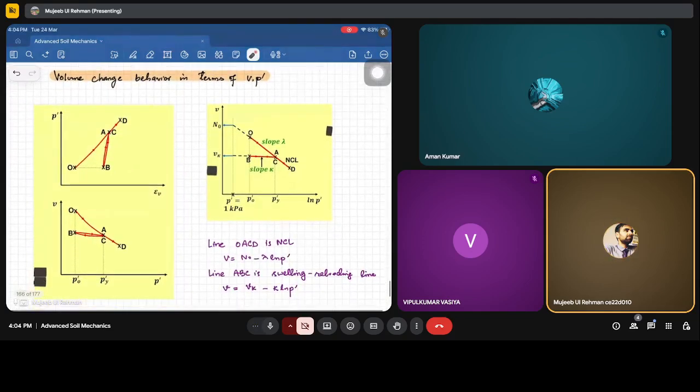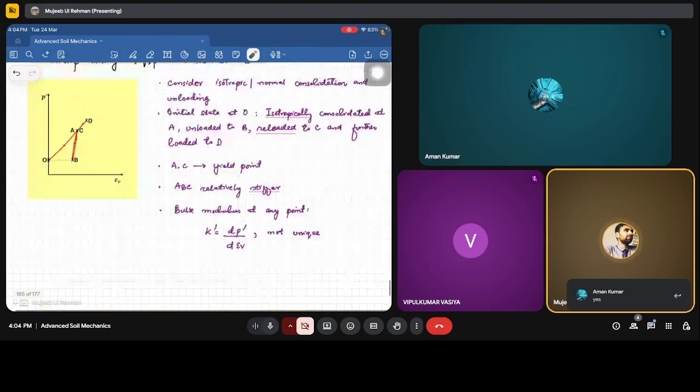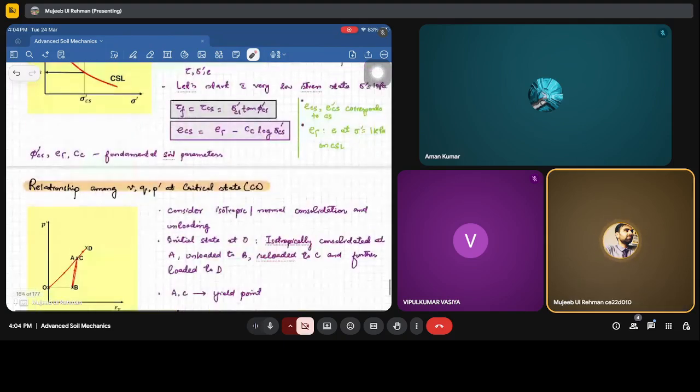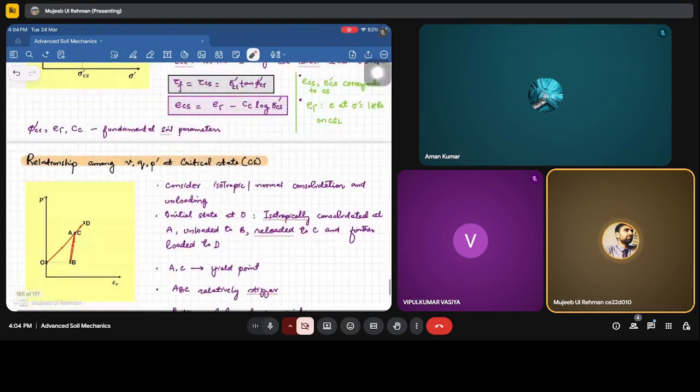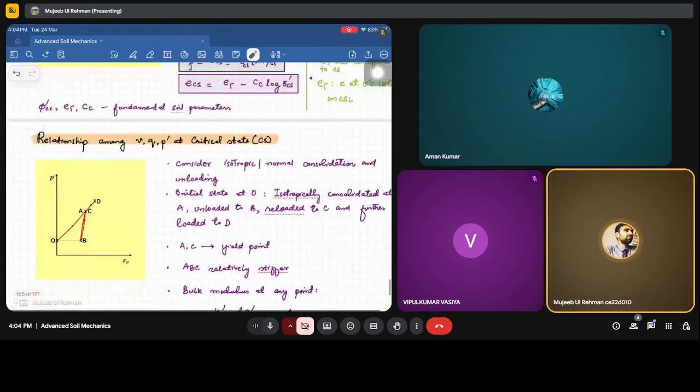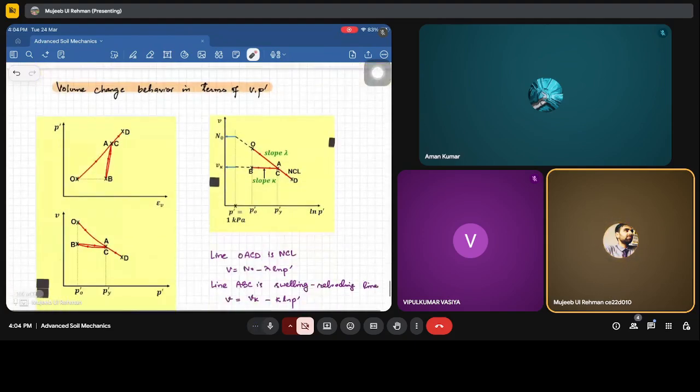From this slide, volume change behavior in terms of... Okay, fine. Just a recap so that I can get into flow. So in this slide, we saw how we can define the critical state parameters in terms of volumetric state, when we consider the specific volume. Now we will develop the relationship as we have seen earlier.